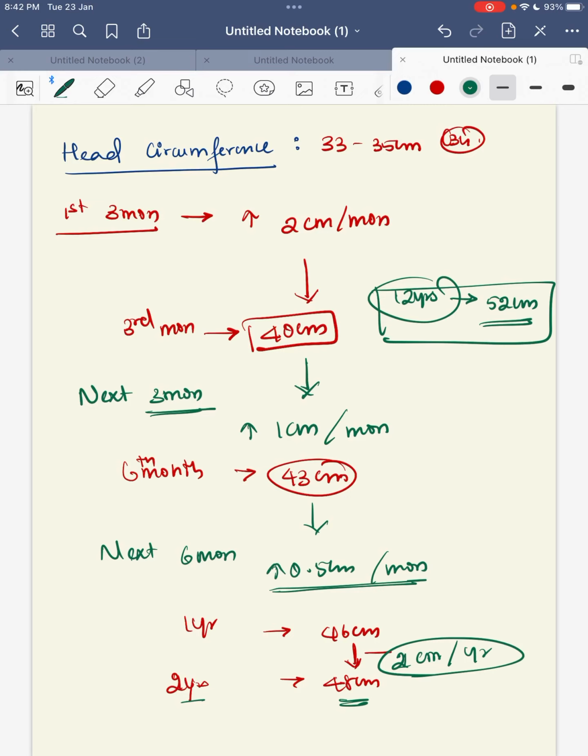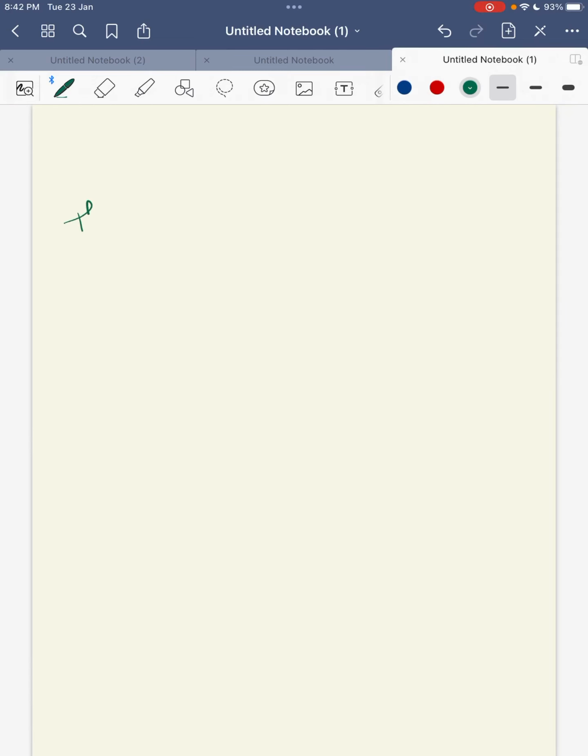Head circumference will not double, triple or quadruple. So the examiner in your viva can ask to confuse you: when will the head circumference double? Head circumference will not double. Okay, so this is about the basics in pediatrics: height, weight and head circumference.